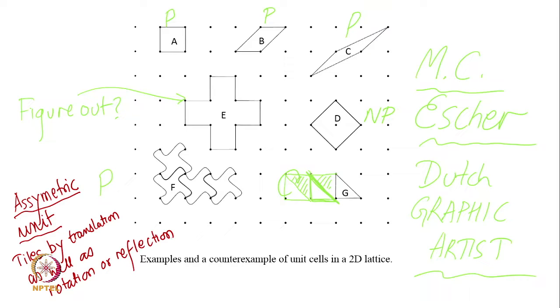If that was allowed, then this triangle will qualify in that definition, that I not only translate, I reflect it in this line, then I get this triangle, and then I translate. So, I get this triangle, and then I translate the green triangle. Then I will start filling the space. So, if rotation and reflection both are allowed, G will qualify, but then it will be a representative of asymmetric unit, not of unit cell. Unit cell, the limitation is that it has to fill by translation.